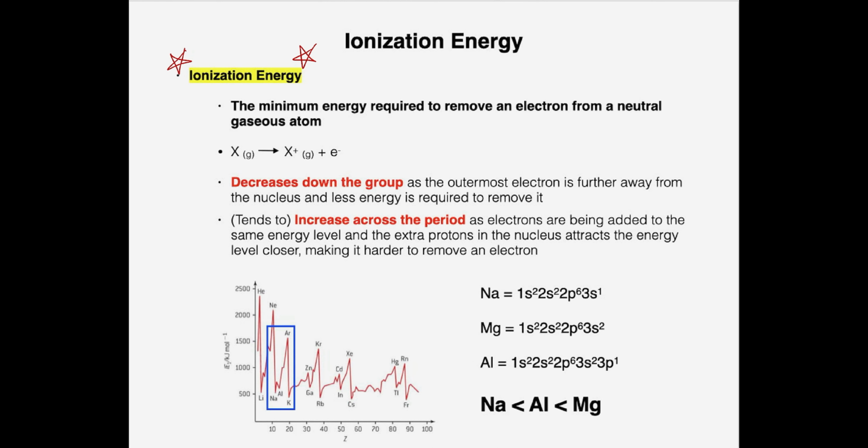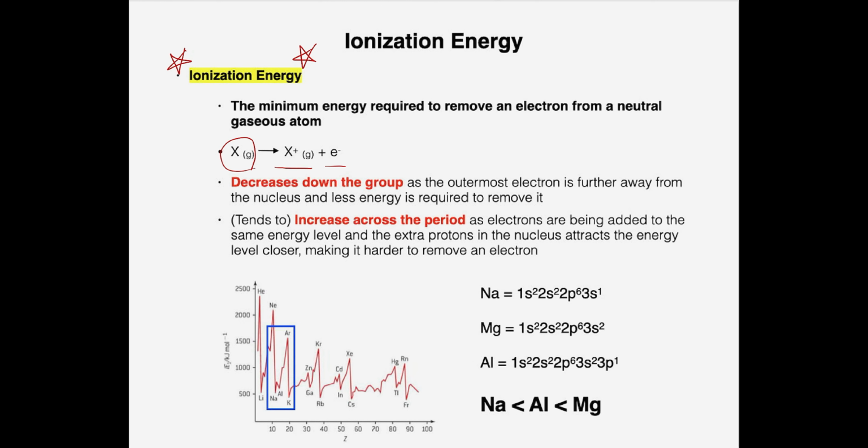Keep this in mind. Ionization energy is the minimum energy required to remove an electron from a neutral gaseous atom. The equation shows a neutral gaseous element X, receiving energy and splitting into a positive ion and electron. The energy required to conduct this equation is known to be the ionization energy.